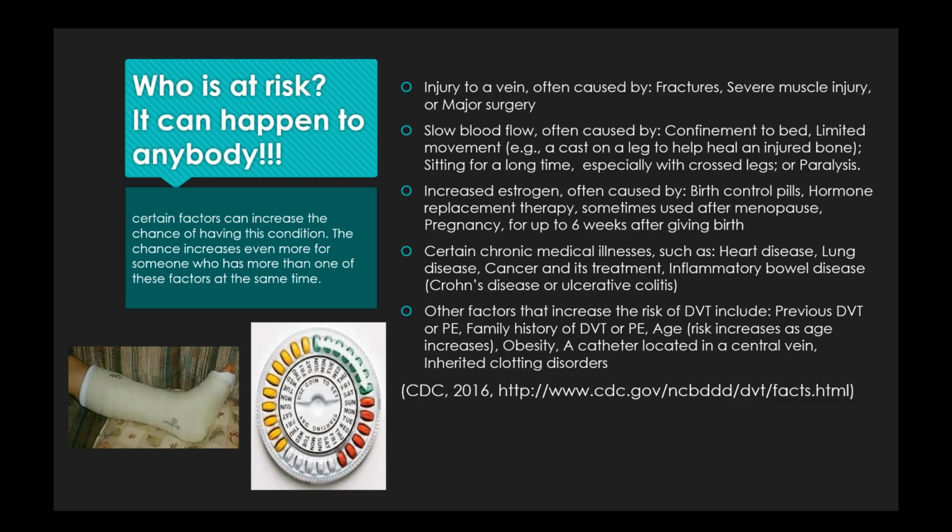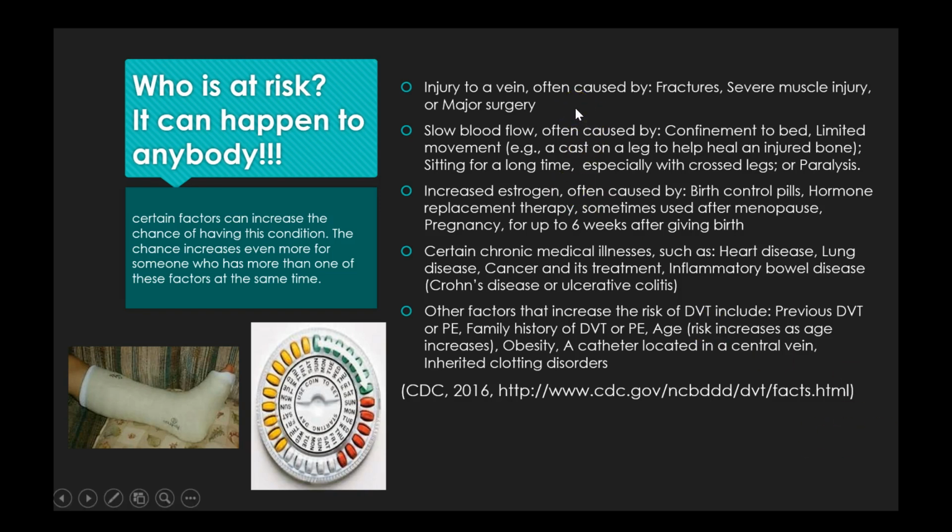So who is at risk? Basically anybody is at risk, but some people more than others. We have persons that have injury to a vein, often caused by fractures, severe muscle injury, or major surgery. One thing we have to think about is the hip fracture or femur fracture patient. It's a large bone, so we don't only have to think about an emboli or a thrombosis of blood. We have to think about fat emboli from large bones, so we've got a double whammy in that instance. Severe muscle injury or major surgery.